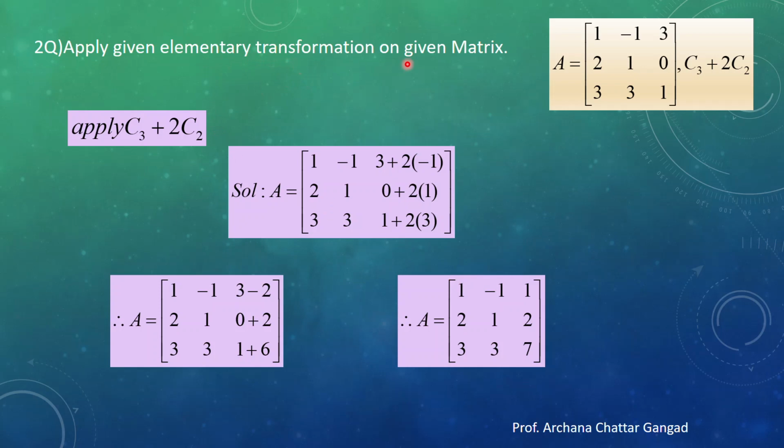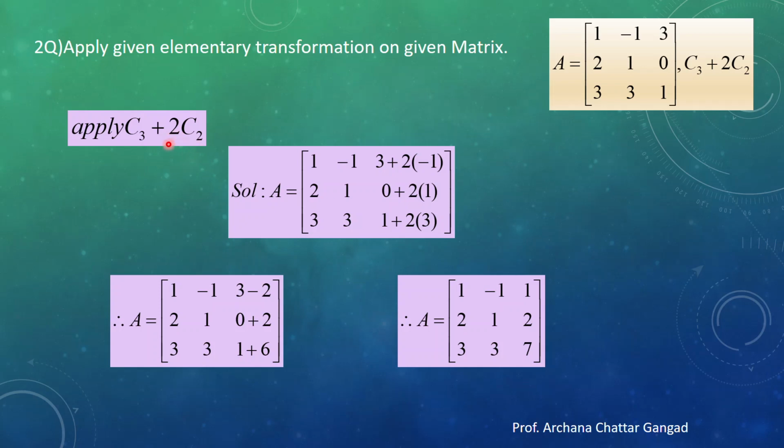Apply the given elementary transformation on a given matrix. This is a given matrix of order 3 by 3. We have to apply C3 plus 2 times C2. मतलब थर्ड कॉलम में ऐड करना है हमें. क्या ऐड करना है? 2 times second column.